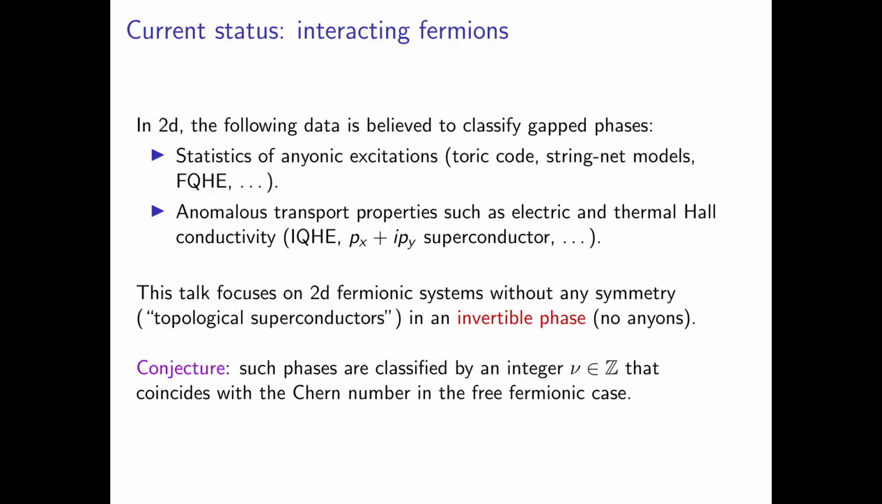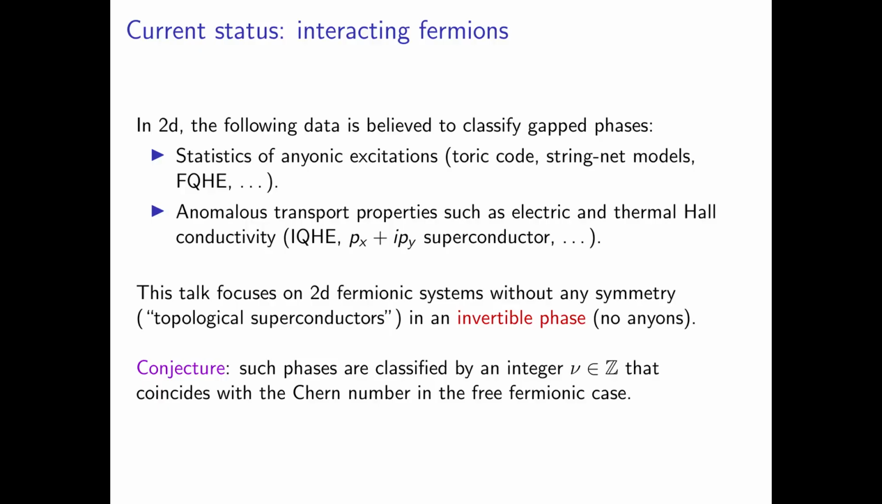So we know many exactly solvable examples, different models with different modular tensor categories. But we don't know how to prove in general that for any gapped state, you can extract this modular tensor category. The second piece of data corresponds to anomalous transport properties, such as electric Hall conductivity and thermal Hall conductivity, that I'm going to talk about in a moment. We also have examples of phases which only have these anomalous transport properties. In this talk, I will focus on this second piece of data. For simplicity, consider models which don't have any anyons, so they have a trivial first piece of data but a nontrivial second piece. But we don't assume any symmetry. That's why we call such a system a topological superconductor. And the conjecture by physicists is that these phases are classified by integers, in the same way as free fermions.